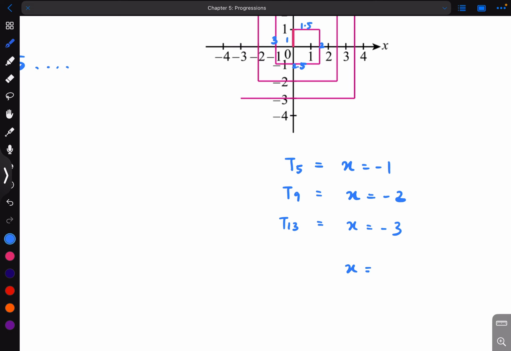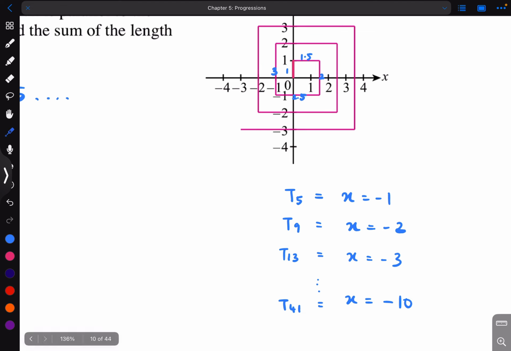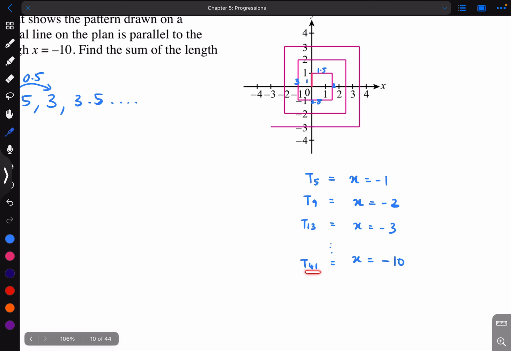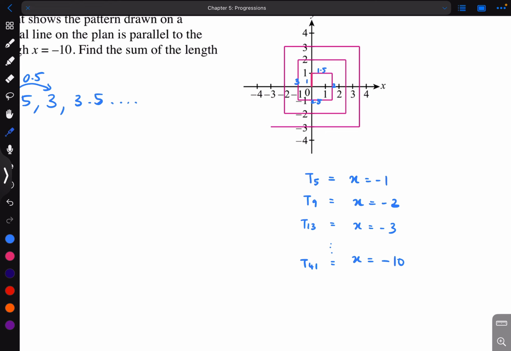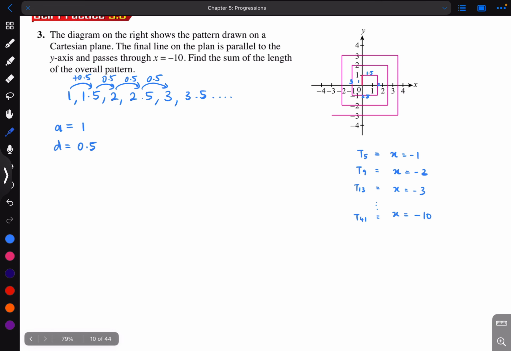So we want to get x is negative 10, which means we have to times 4 and plus 1. So T41 will be x is negative 10. So for the 41st term, that means you go 41 times, then we will get our final line, which is x equals negative 10. Right. So now we need to find the sum of the whole thing.